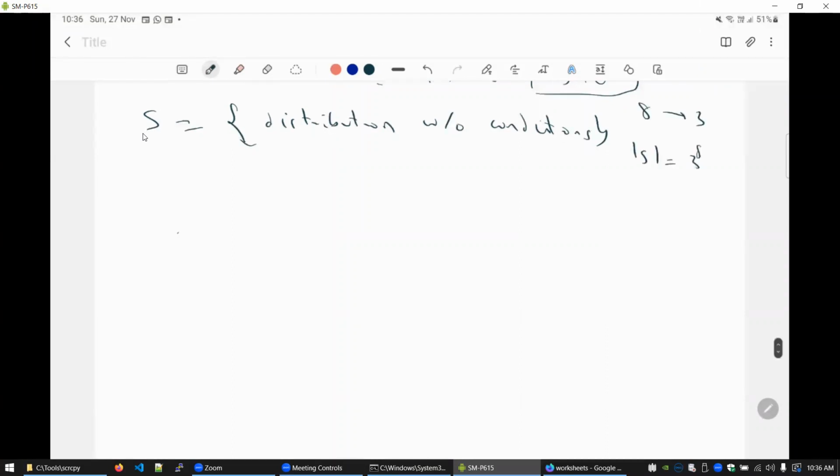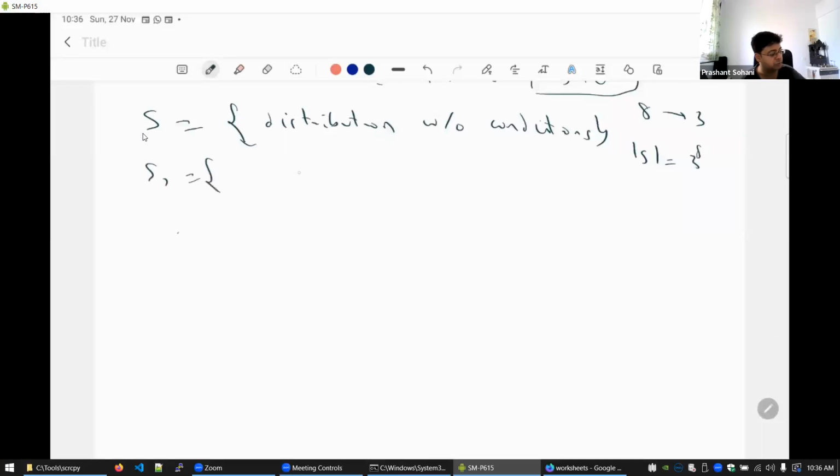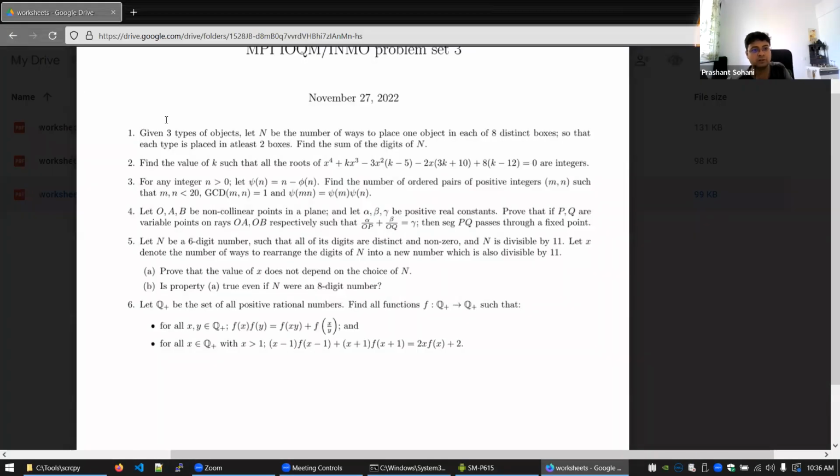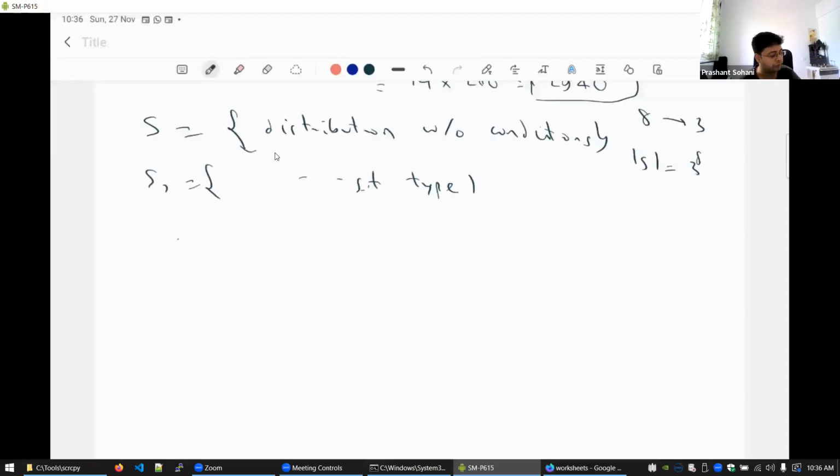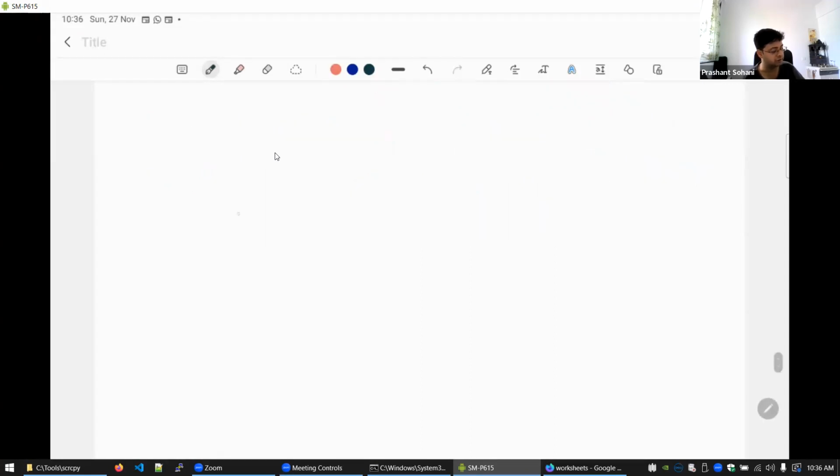Yes. Okay. Now let S1 be the number of distributions such that type 1... So the question is asking us to count such that each type is represented at least twice. So our set will be the complement of that. So type 1 is taken at most once. Okay. S2 will be the same.